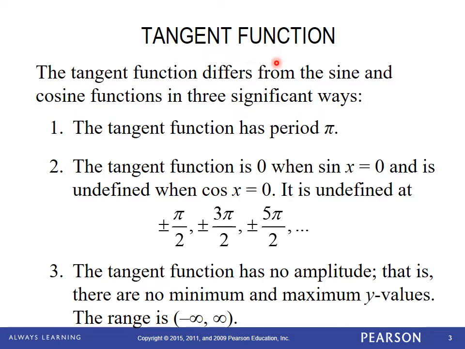But here are three major significant things in regards to the tangent function. The tangent function has a period of pi instead of 2 pi. Also, the tangent function has zeros when sine is equal to 0. So at pi over 2, negative or positive, negative positive 3 pi over 2, negative positive 5 pi over 2. And this whole concept of amplitude. The tangent function does not have an amplitude. There are no minimum or maximum y values.